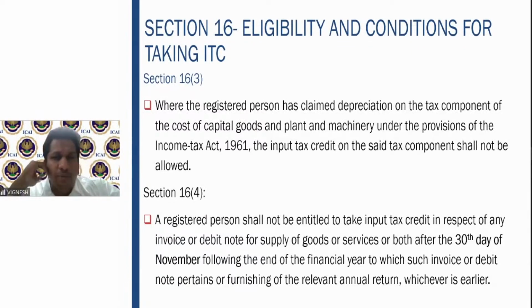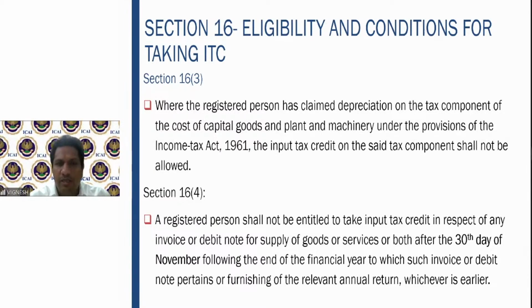Then another important point: where the registered person has claimed depreciation on the tax component of the cost of capital goods and plant and machinery, whatever ITC is there shall not be allowed. So if you are purchasing machinery on GST, you either claim the depreciation on the tax component or you claim the input tax credit, but claiming both will not be allowed. Section 16 subsection 4 also is an important amendment which has happened here.